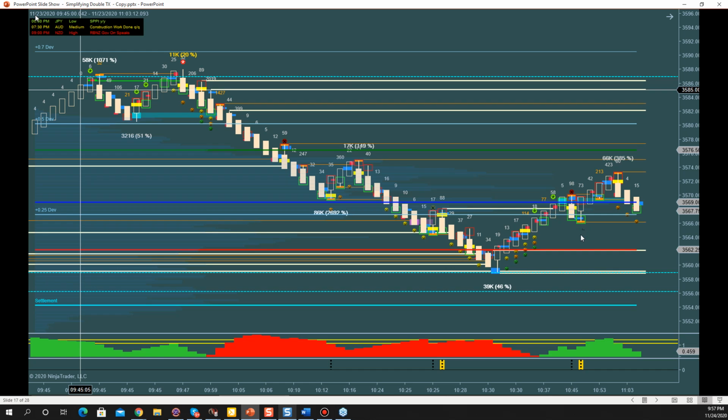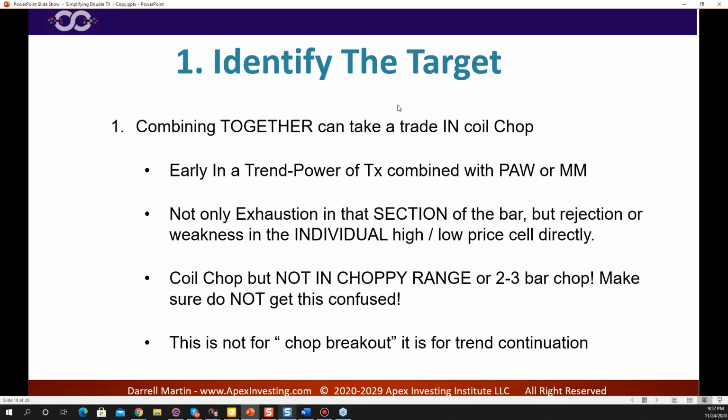Does that help you kind of? And then the detector for them is gold. Okay? Makes sense? Exactly. It's a trend continuation trade. So once again, we're combining together more probabilities so that we can take this trade in coil chop. So again, early in the trend, not just exhaustion boxes, but paw or mini magnet.